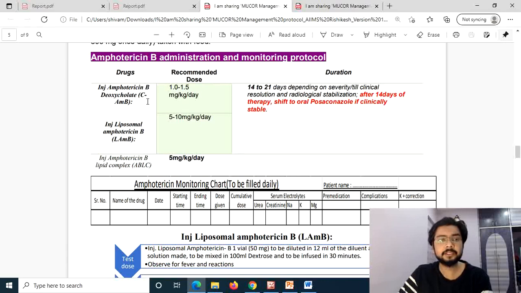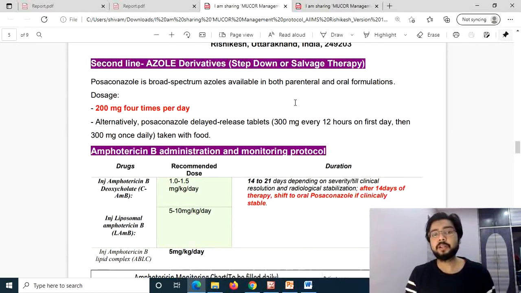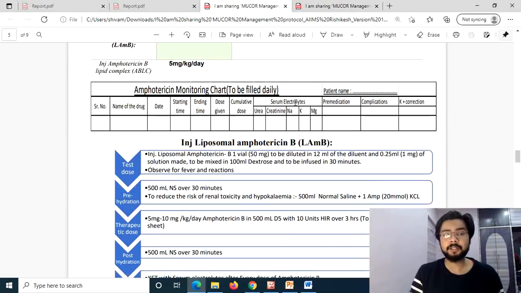Already we have discussed amphotericin B deoxycholate. Recommended dose is 1 to 1.5 mg per kg per day, and liposomal is 5 to 10. Amphotericin B lipid complex is 5 mg per kg per day. Now coming to duration, it should range anywhere between 14 to 21 days depending upon the severity, till clinical resolution and radiological stabilization. After 14 days of therapy, shift or step down to posaconazole, that is 200 mg 4 times per day.